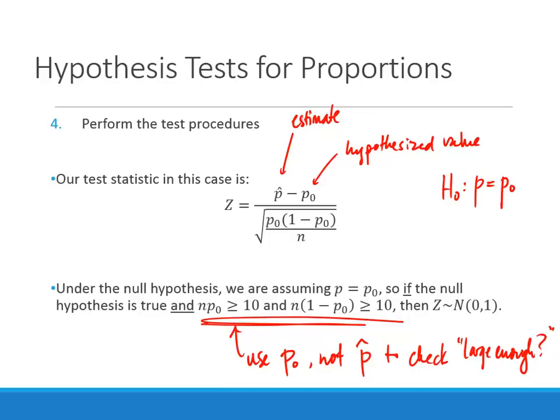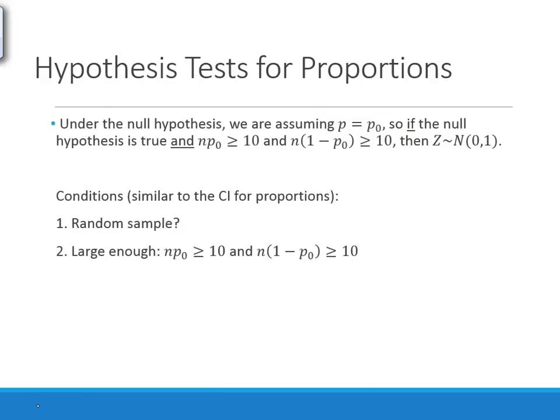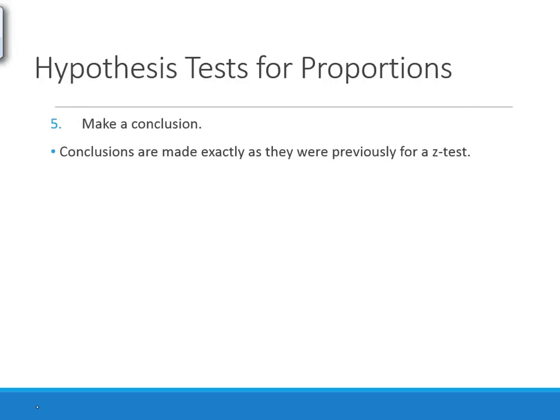So then finally our conclusion here, again nothing new there. Here I've written that out a little bit more clearly. When you're doing a hypothesis test for proportions, kind of like we did with confidence intervals, do I have a random sample, and then my large enough check again involves p0. After I've done that, I'll find my p-value, I'll reject or fail to reject, and interpret. All this is going to be exactly the same as it was for the z-test, which was case 1 in this chapter.